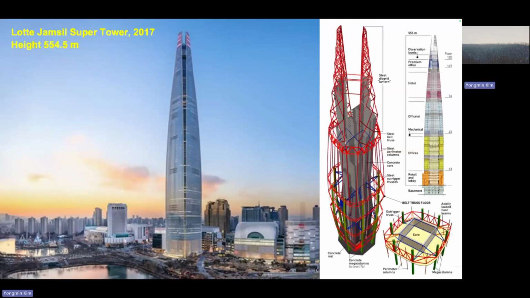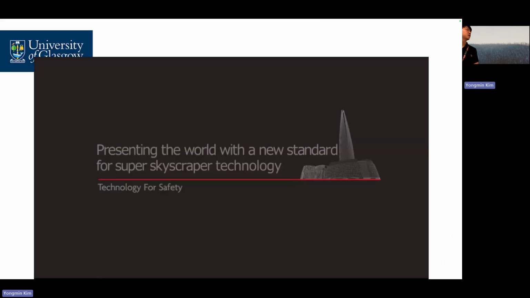Let's think about Seoul. We have Jamsil Tower. It's the tallest building in Korea and number 5 in the world record. This is considered a high-rise building. Quite massive. I've been here, and you can't imagine how massive it is. And I also prepared a video.